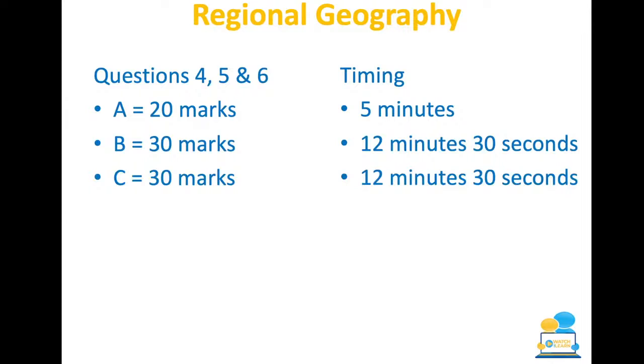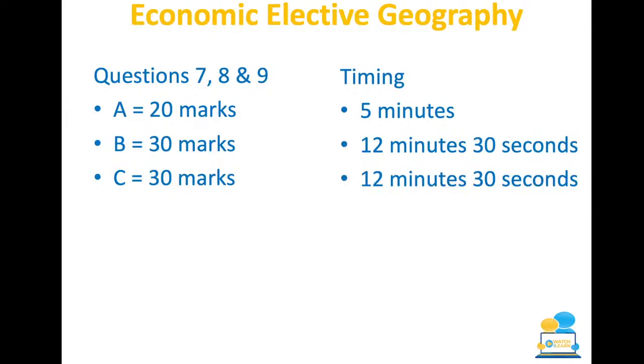Your economic elective, this is the one that I do. It's questions 7, 8, and 9. It's 20 marks, 5 minutes. Part B and C is 30 marks, so 12 minutes, 30 seconds. So everything is very similar, okay?